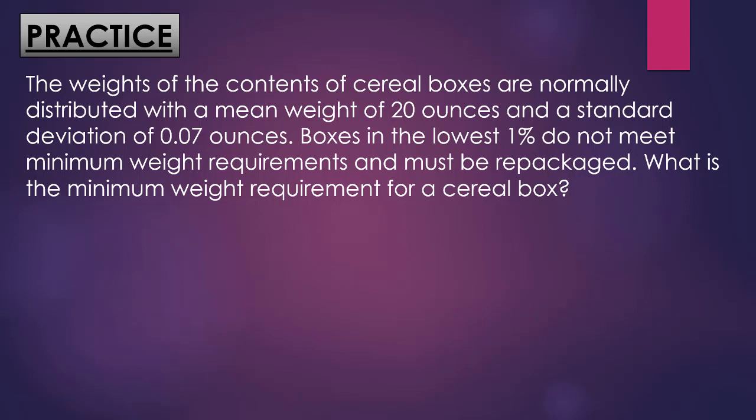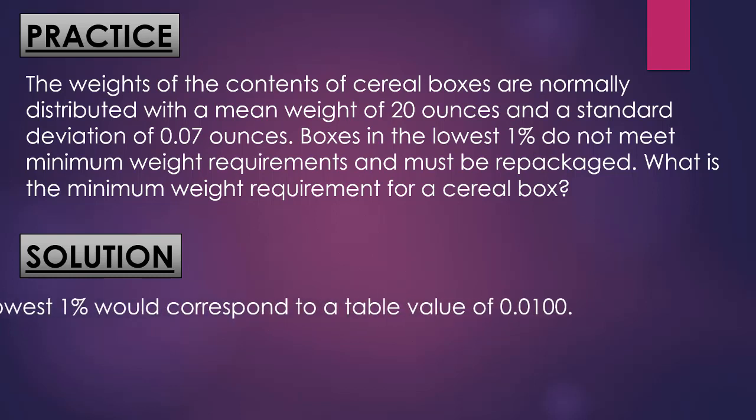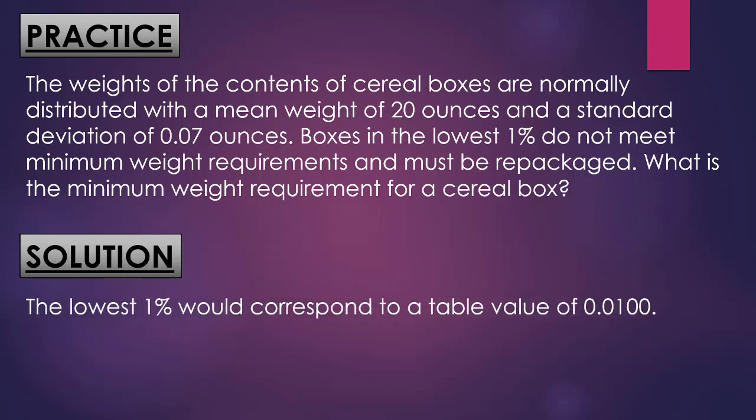Okay, so let's take a look at the solution. When we say the lowest 1%, 1% would be a table value of 0.0100, right? Just like the 95th percentile, 95% was 0.9500, 1% is going to be 0.0100. So that's what we're going to look for in our table of values.